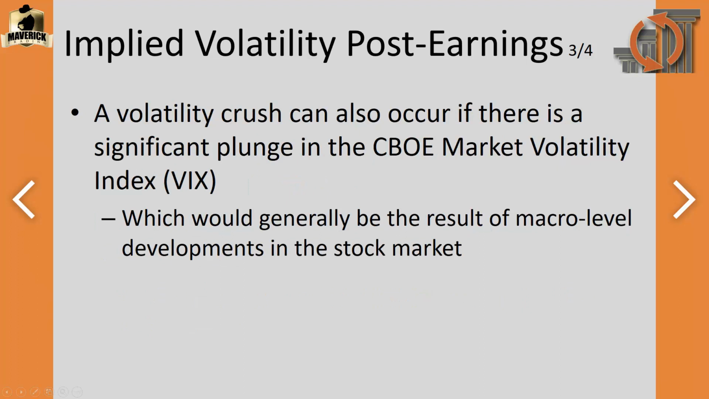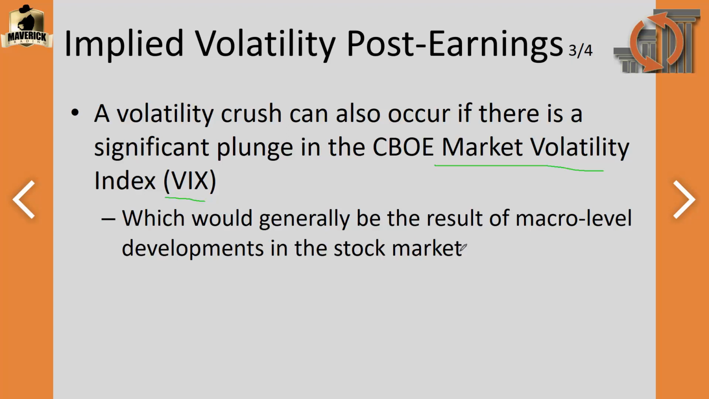A volatility crush could occur also if there was a huge plunge in the VIX. The VIX is a measure of what the market implied volatility is, the S&P 500. Well, your stock is probably part of the S&P 500. If the entire market's volatility gets crushed, if the volatility drops, then what is that telling you? Well, it's telling you that people expect less movement in stocks, less risk is being priced into the market, and since you're part of the market, your premiums are probably dropping as well.